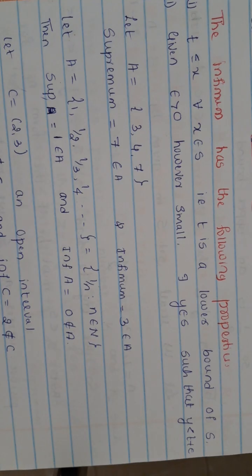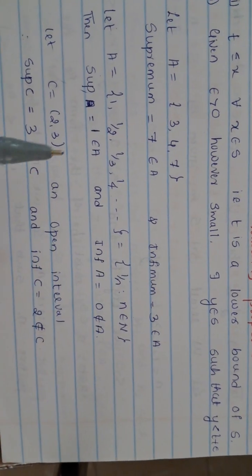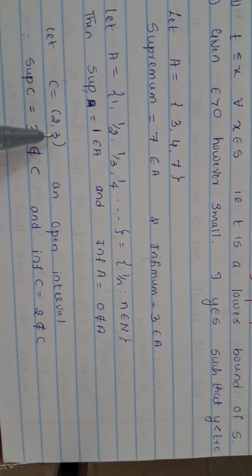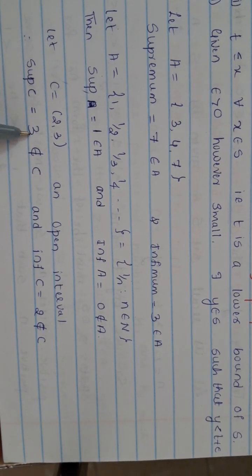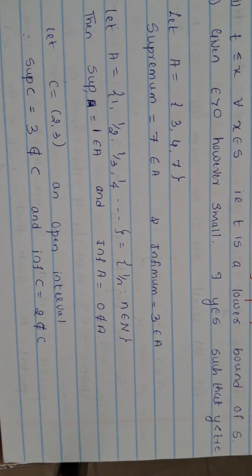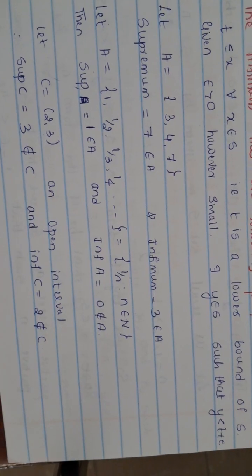So now for an open interval, say C is equal to the open interval (2, 3). Here the supremum of this is 3 and the infimum of the given set is 2. Both the infimum as well as the supremum are not included. As you know, it is an open interval, so the endpoints are not included. So it has a supremum and an infimum, but they are not included in the given set. These are examples where the supremum and infimum are not a part of the given set.